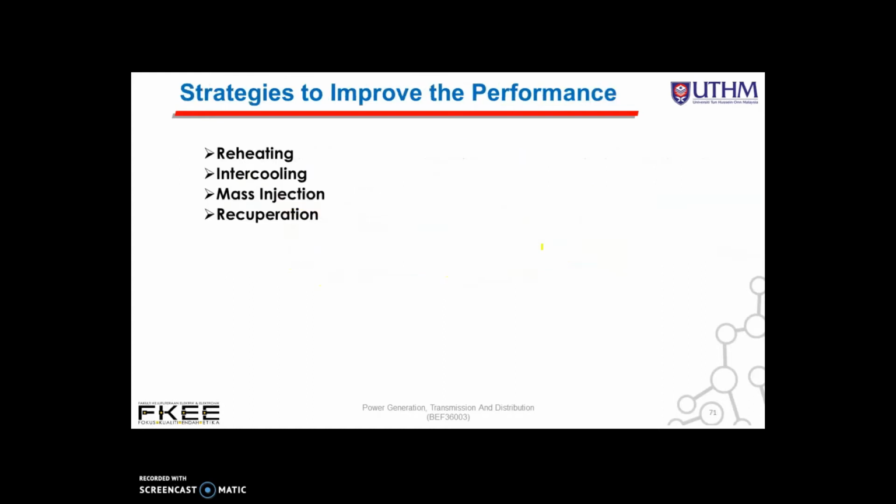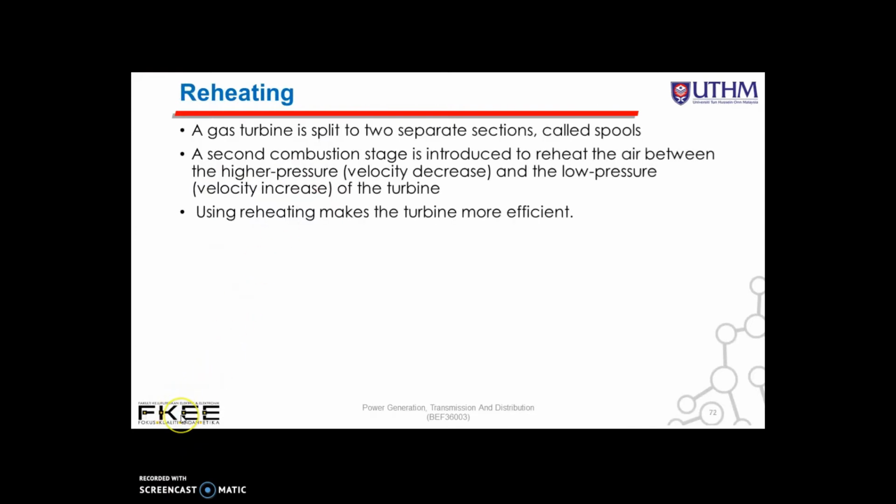There are 4 strategies to improve the performance of the gas turbine, which are reheating, intercooling, mass injection, and recuperation. But in this chapter, I will only focus on the reheating and also the intercooling methods. So let us look at the reheating method.